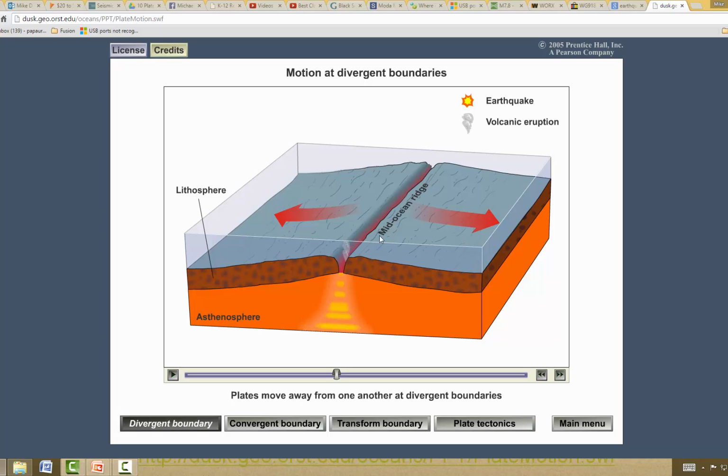The nice red color there, we have nice mafic, which is magnesium and iron rich molten rock coming out of the mantle, coming up to the surface and creating an ocean floor, which is what this is showing you. This is in the ocean.